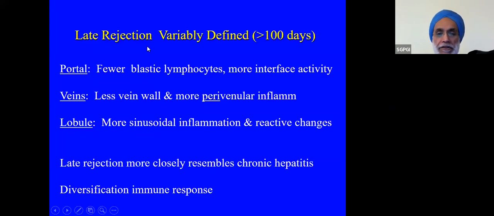So the late rejection is variably defined. Some people would say more than 100 days, some people might say 6 months. So in later rejection, there are fewer blasts. There is more interface activity. It starts looking a little bit like hepatitis. There is more perivenular inflammation, less of the actual damage and necrosis. And the lobule starts looking reactive, starts looking like hepatitis C. And this is because of the diversification of the immune response.